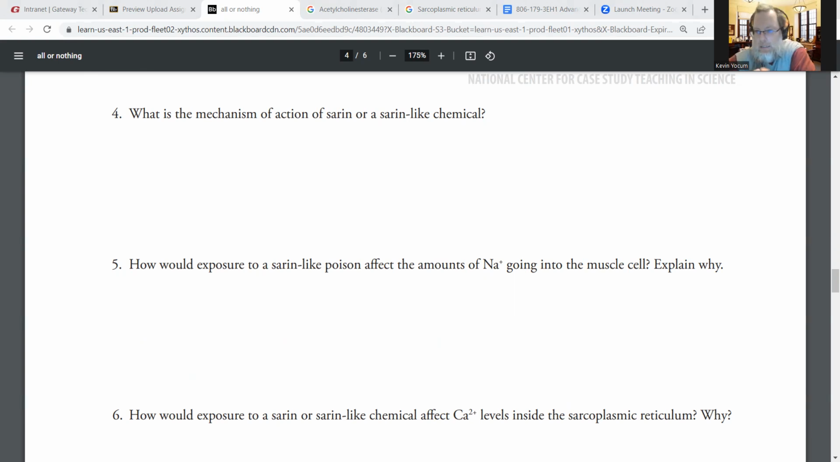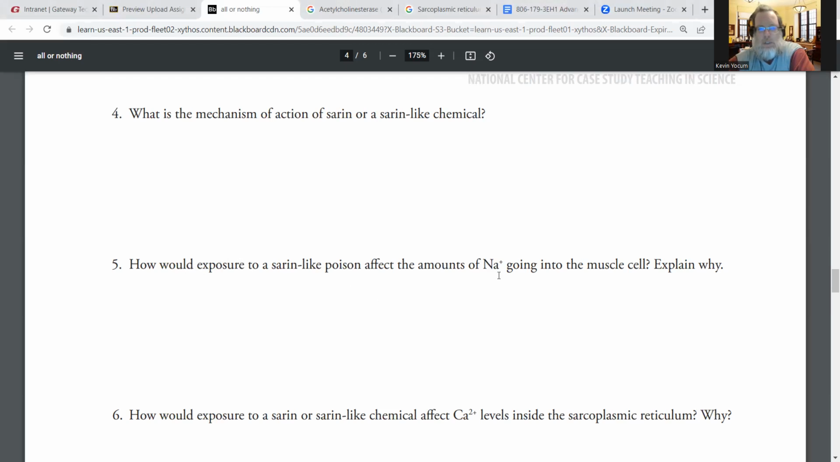So excess levels of acetylcholine start to build up at the postsynapse, at the muscle cell or the muscle fiber. Okay, so sarin is blocking acetylcholinesterase, which means acetylcholine is just going to continue to dump into the muscle and cause the muscle to want to contract. So let's keep going.